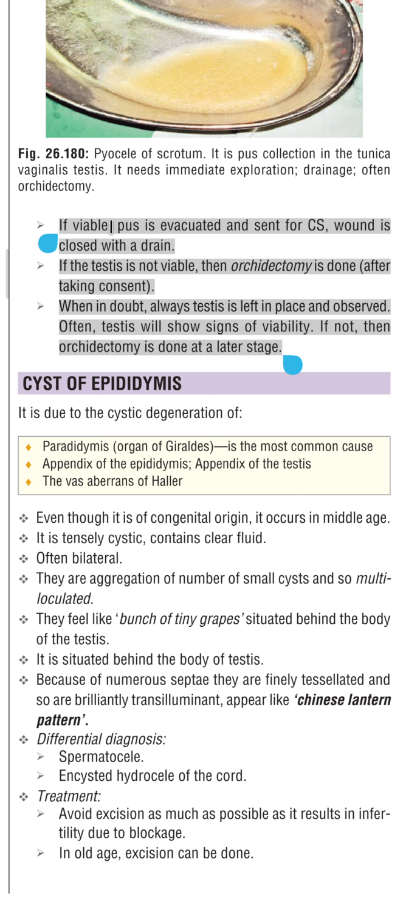If viable, pus is evacuated and sent for culture and sensitivity, and the wound is closed with a drain. If the testis is not viable, then orchidectomy is done after taking consent. When in doubt, the testis is always left in place and observed. Often, the testis will show signs of viability. If not, then orchidectomy is done at a later stage.